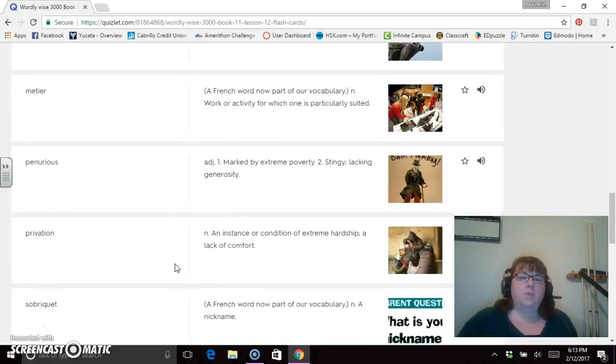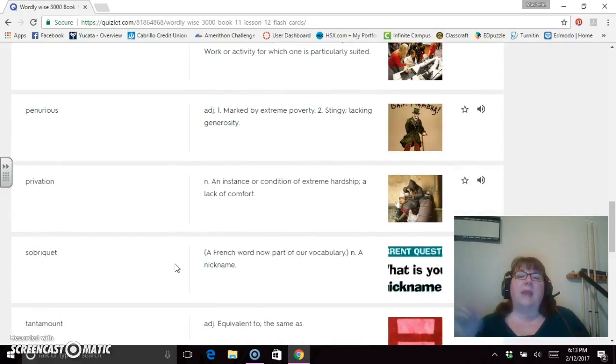Privation is a noun, an instance or condition of extreme hardship or a lack of comfort. The picture here actually goes with the penniless aspect with the idea of being extreme poverty. So someone who has a privation also has an extreme hardship or a lack of comfort of some kind.